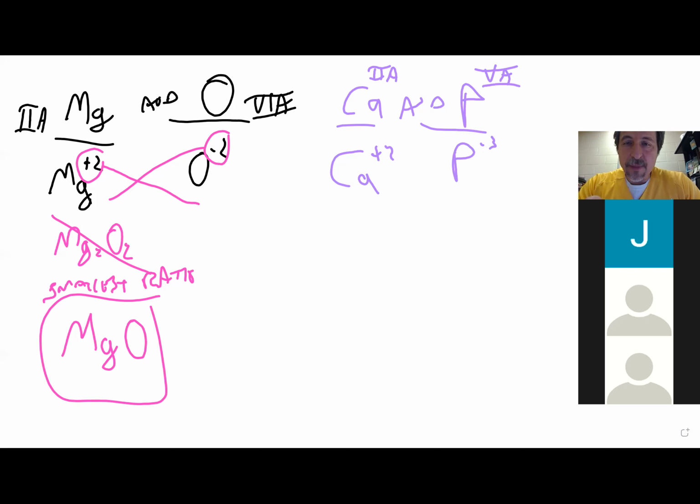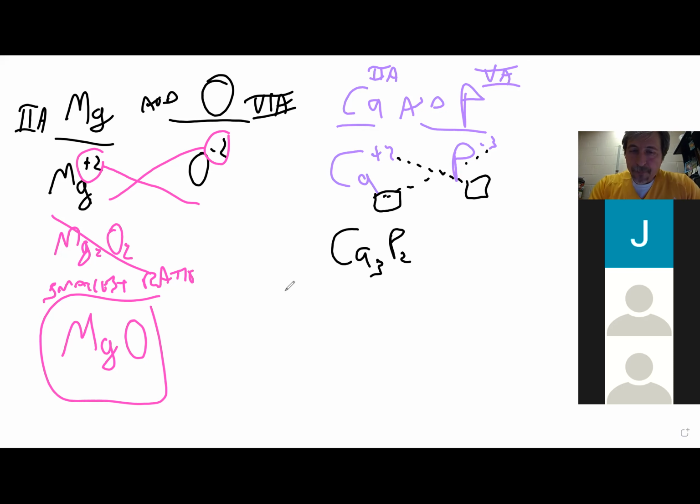And this is where I will admit to you that the cross-multiply method works pretty nicely. But the way you write that is, oops. You should check yourself. Three times plus two plus two times minus three, right? Minus three on the charge, two of them, plus two on the charge, three of them, adds up to zero, plus six, negative six.